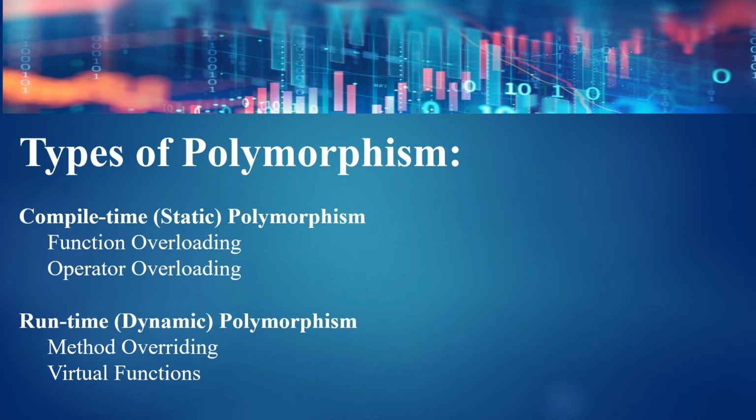For method overriding or virtual functions, the compiler decides what has to be done only at runtime. That is why it is also called dynamic polymorphism. For one function call, you might be calling either the base class function or the derived class function. So your definition can change according to the need.